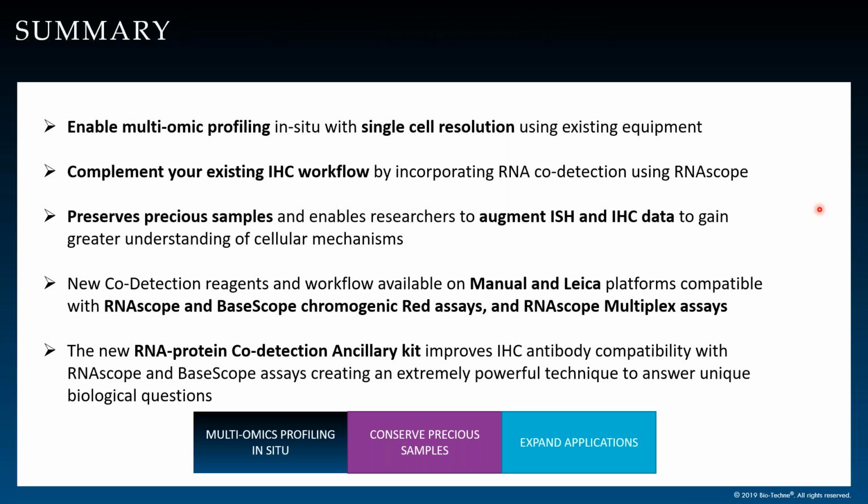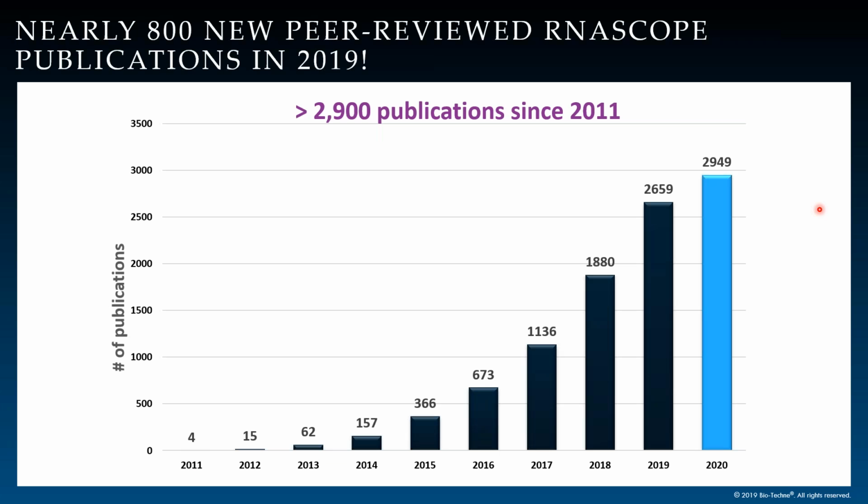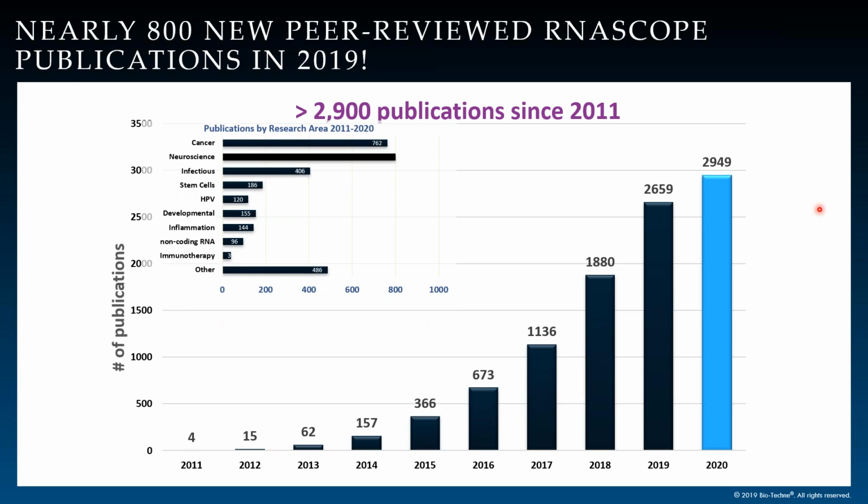So overall, this HYBRID workflow will really augment our RNAscope assay in providing that multi-omics approach where you can detect your RNA and protein targets simultaneously on the same section. Since we've made this available with both our chromogenic and fluorescent assays and both our manual and Leica platforms, a number of researchers will be able to use this for their particular projects. Overall, our RNAscope and BaseScope assays have been very well adopted. We have almost 3,000 publications now in different research and application areas.